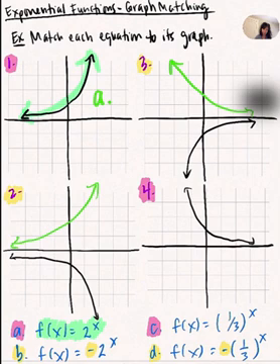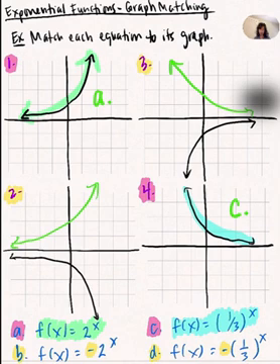Now that tells me that f of x equals 1/3 to the x has to be number 4 because it's going down as you move from left to right. It's a decreasing function. So this has to be C based on the way that they're going as you move left to right.